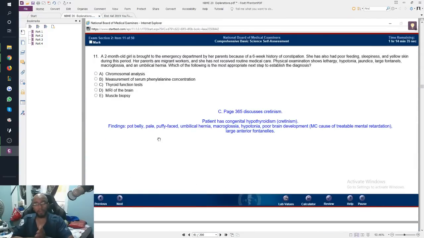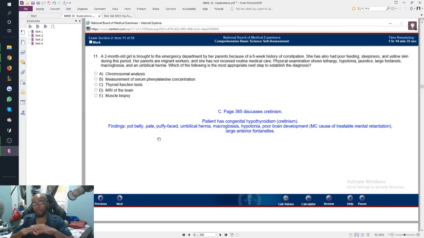And number 11, a 2-month-old girl is brought to the emergency department by her parents because of a 6-week history of constipation. She has also had poor feeding, sleepiness, and yellowing skin during this period. Her parents are migrant workers, and she has not received routine medical care. Physical exam shows lethargy, hypotonia, jaundice, large fontanelles, macroglossia, and an umbilical hernia. Which of the following is the most appropriate next step to establish diagnosis?